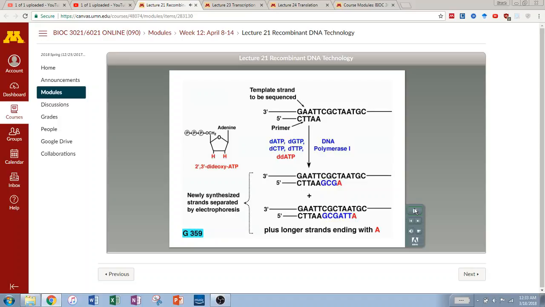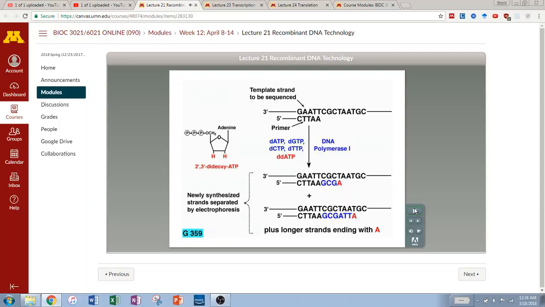You can see that dideoxy-A lacks hydroxyl groups at the 2' and 3' position on the sugar pentose ring. It's the missing hydroxyl at the 3' position which is unusual and which leads to chain termination. We'll come back to that shortly. You can also see that in the newly synthesized strands, some of the chains were terminated at the first A and some at the second.